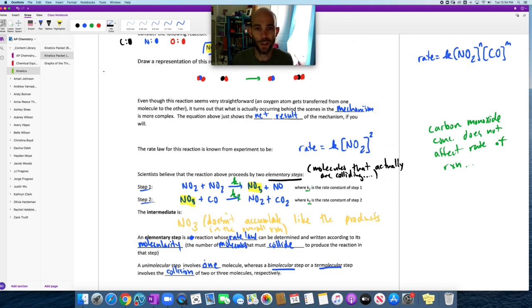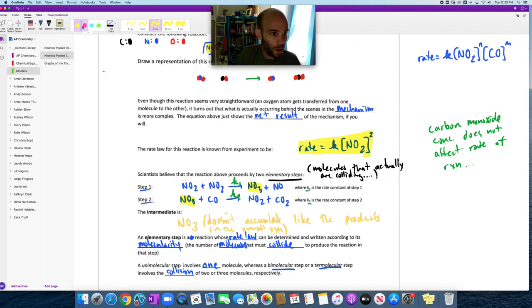It's not really a collision, but there's just 1 molecule involved there. Okay, so we have 2 bimolecular steps that make up the mechanism of this reaction. So here's why scientists believe that this is happening. The overall rate law is known by experiment to be second order in nitrogen dioxide. Now here in the mechanism, there is a step with that particular molecularity.